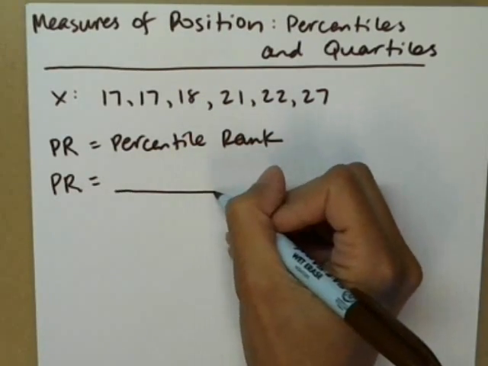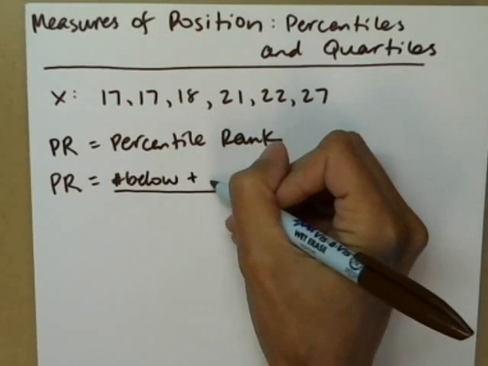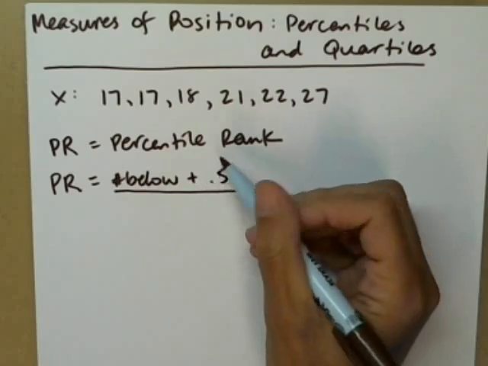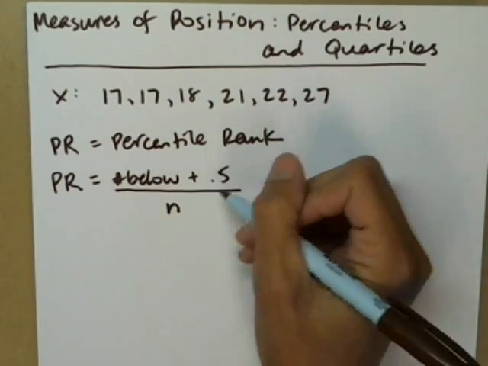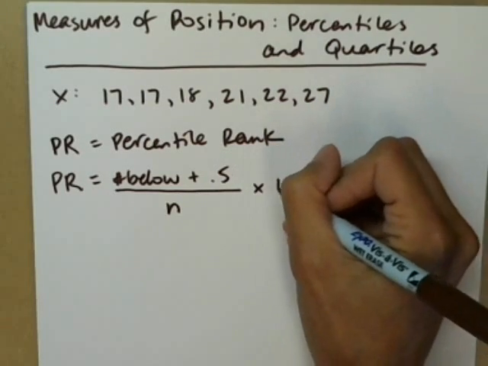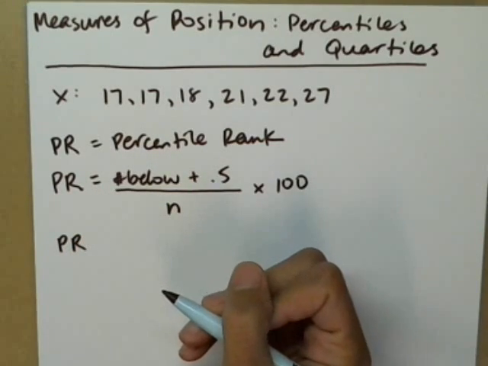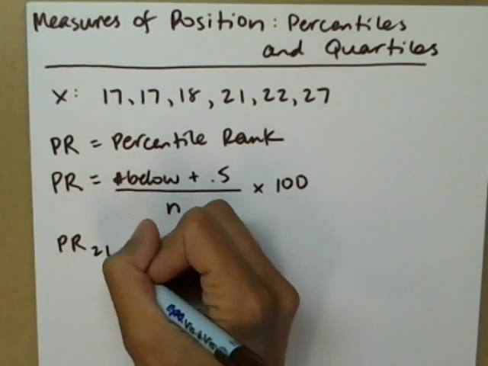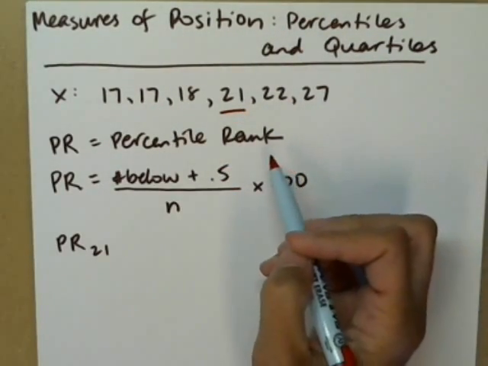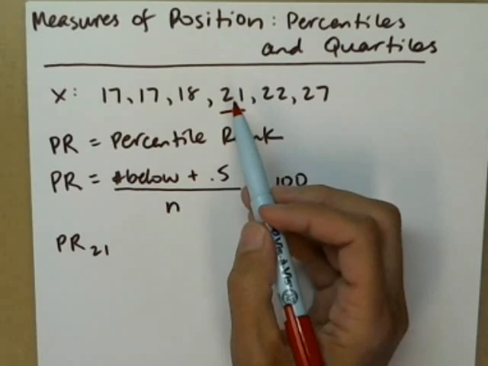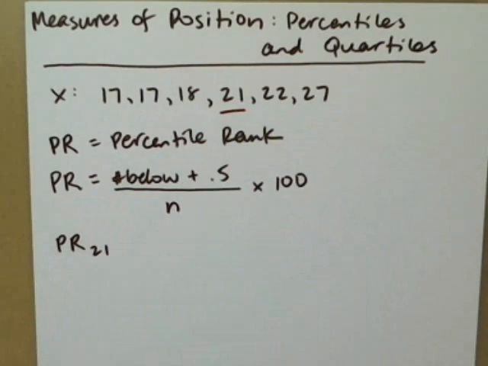So the formula looks like this. It's the number below plus 0.5, and that's to adjust in case there's ages that are equal to that age, divided by n, which is the number of data points, times 100. So let's say that we wanted to find the percentile rank for 21. Well, 21 is right here, and we notice that there are 3 below. So it looks like it's a little more than halfway through our range of scores, and it's important that you've got the scores in order.